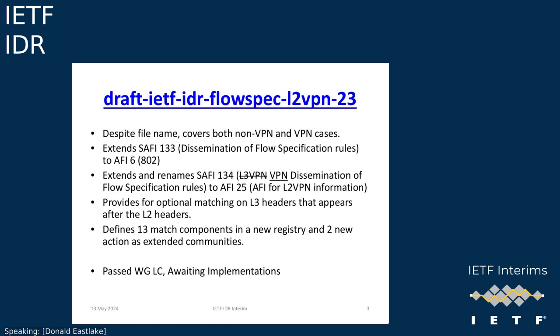So initially talking about the L2 VPN, it really covers non-VPN cases. What it does is extend AFI 6, which is defined for 802, sort of the name of that AFI, and it is meant to include Ethernet in general. It also extends and renames SAFI 134, which is currently defined in the registry as L3 VPN dissemination of flow spec rules. There's no particular reason for that SAFI to be restricted to layer 3, so it just renames it VPN. And it allows it to be applied for AFI 25.